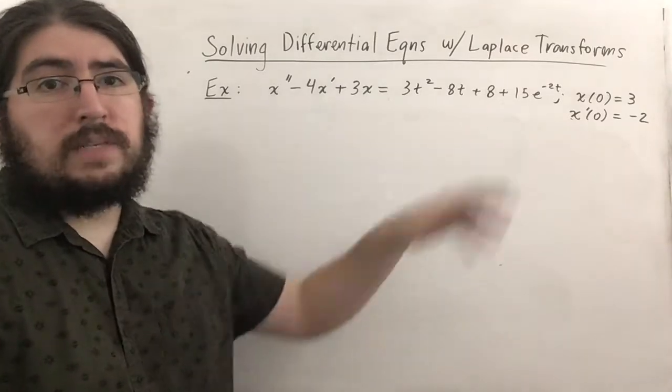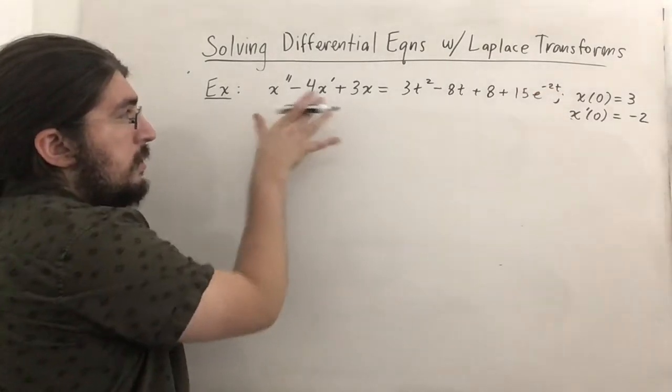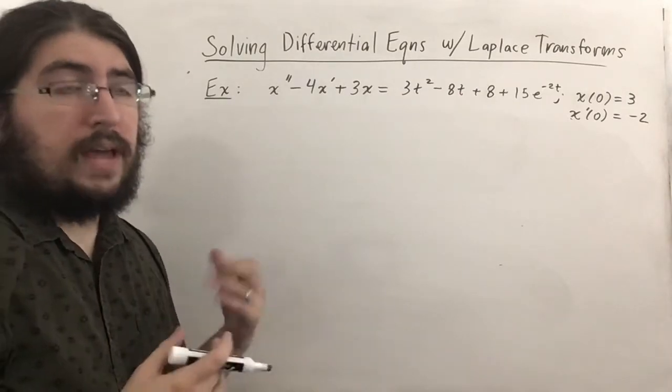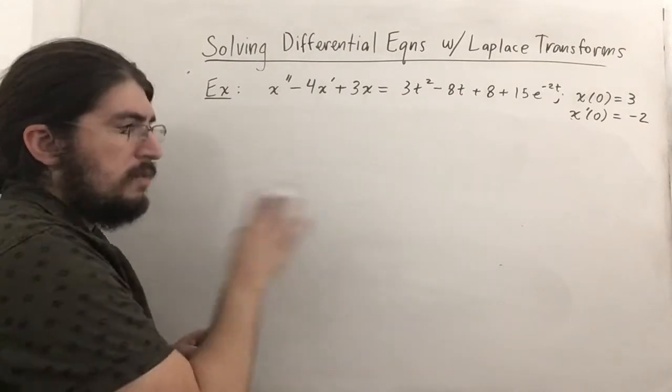So if you take Laplace of each side, let me get started here. So if you take Laplace of x double prime, again, we're going to call Laplace of x capital Y, just for simplicity.